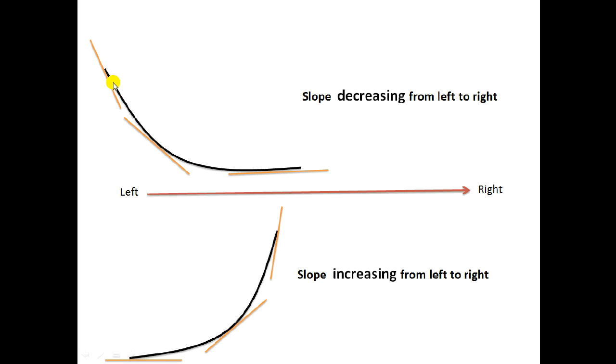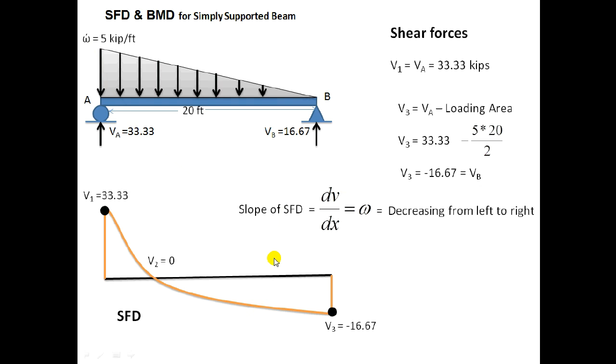The black line, its slope is decreasing from left to right. As we move from left to right, its slope is decreasing. And in this case, the slope is increasing as we move from left to right. If we see, this slope is decreasing as we move from left to right, as the load is decreasing.